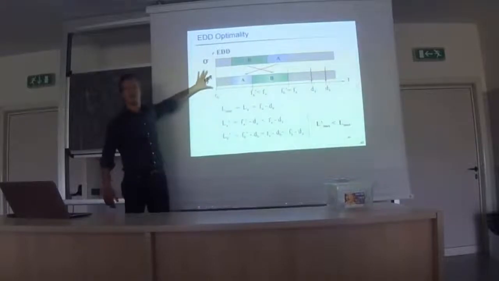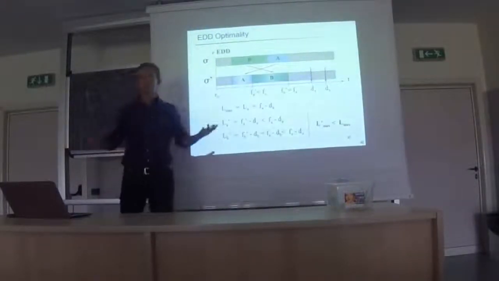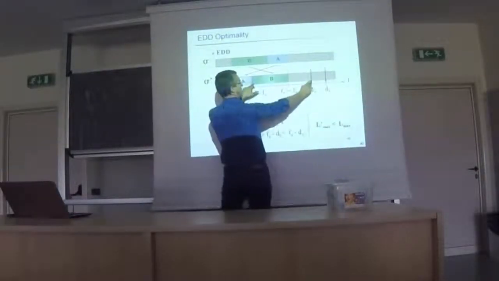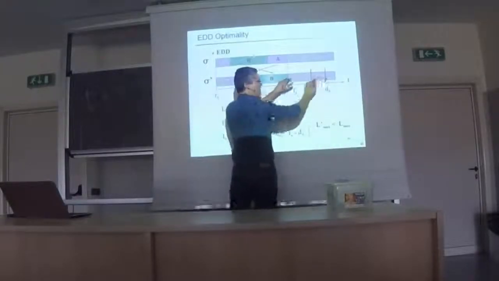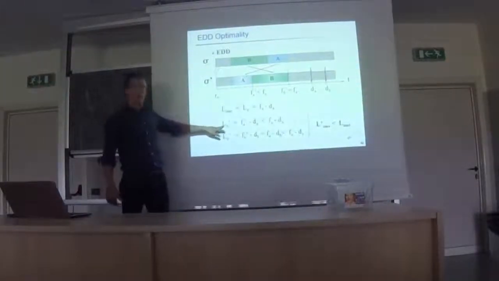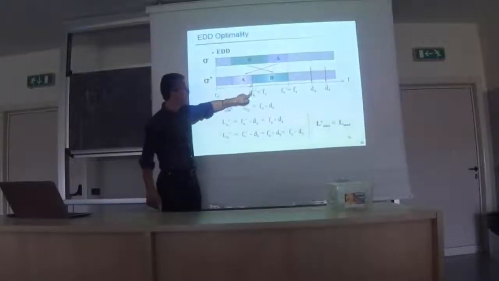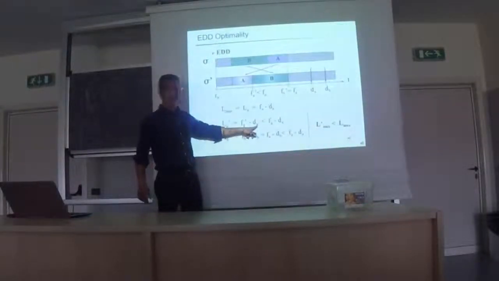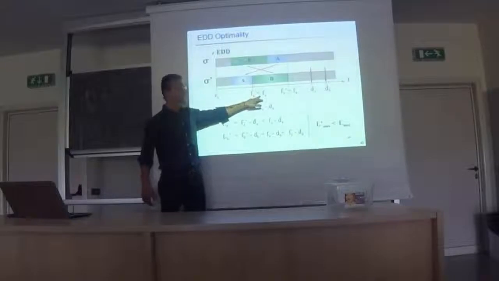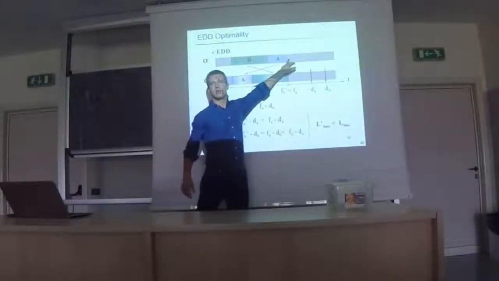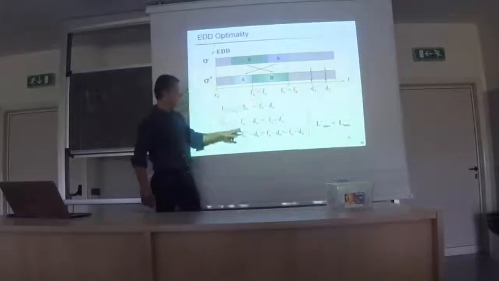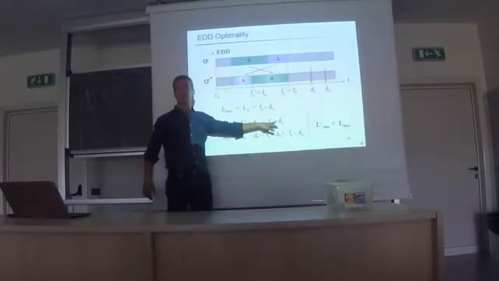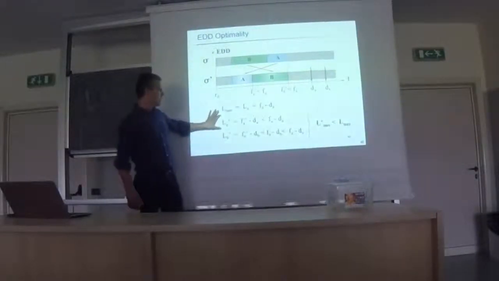Let's move to the modified schedule. To check the maximum lateness, I compute the lateness of A and the lateness of B. You follow me? LA prime is FA prime minus dA. But we know that FA prime is strictly smaller than FA in the original schedule. So we know this is shorter than this, so this inequality holds, and that happens for LA prime.